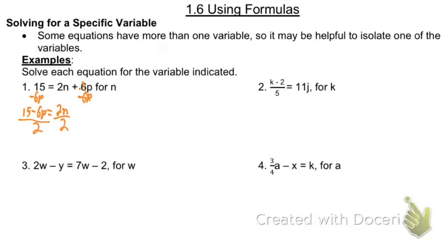Now, does 2 go evenly into 15? No. It does into 6 though, but not into 15, does it? And we have to divide both of them. Because it doesn't go evenly into everything, we're just going to rewrite that: 15 minus 6p over 2. And that's just equal to n.